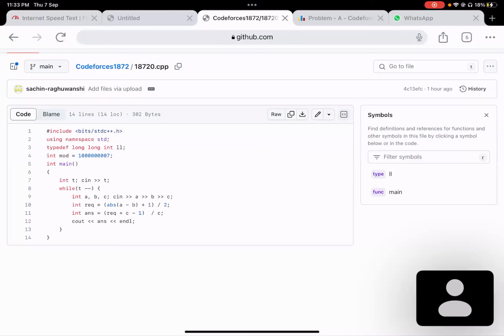Is it clear now? Just take a few examples and you will understand that actually you are not doing it by C, you are actually doing it by 2C. That's why we took it. Is it clear now?